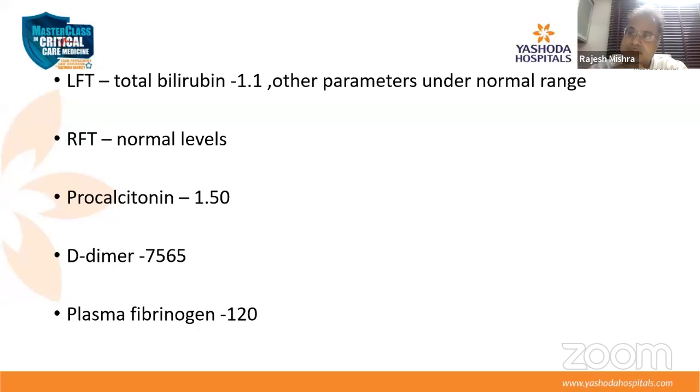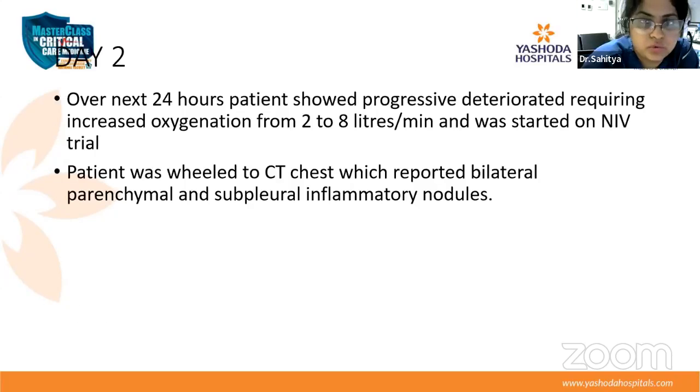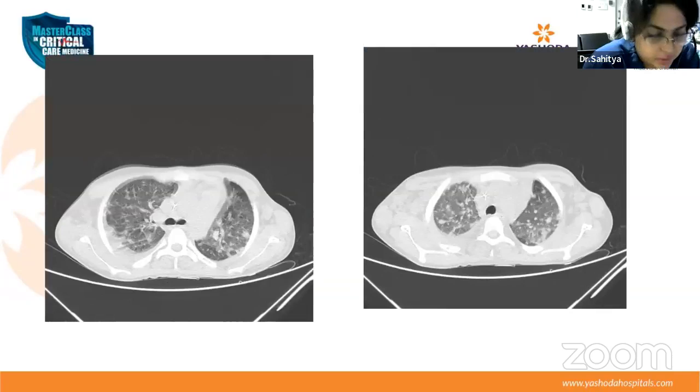Okay, go ahead, please. Day 2, over the next 24 hours in ICU, the patient showed progressive deterioration. He was requiring increased oxygen from 2 to 8 liters per minute, and he was started on NIV. So the patient was wheeled to CT chest because of the increased oxygen requirement. We wanted to rule out any pulmonary embolism or other infiltrates. It was negative for embolism, but it reported bilateral parenchymal and subpleural inflammatory nodules, which were septic pulmonary emboli. This is the CT images.